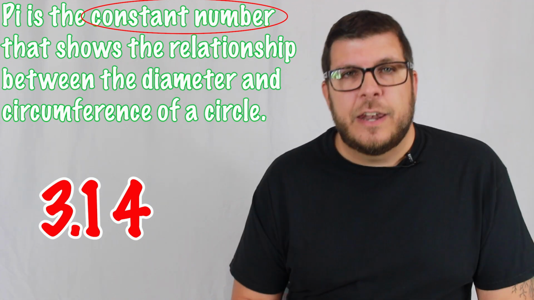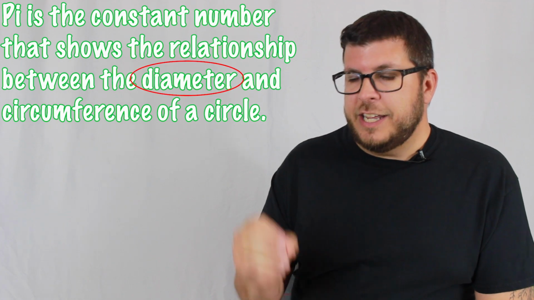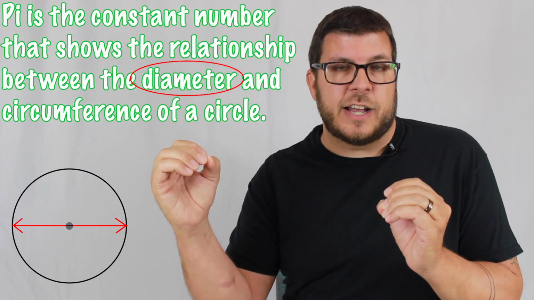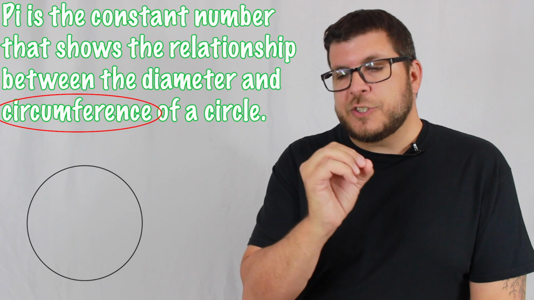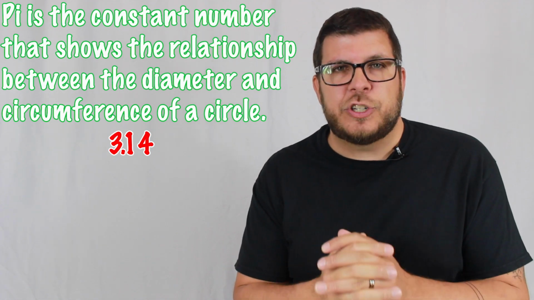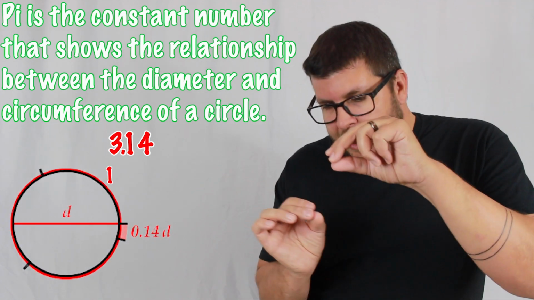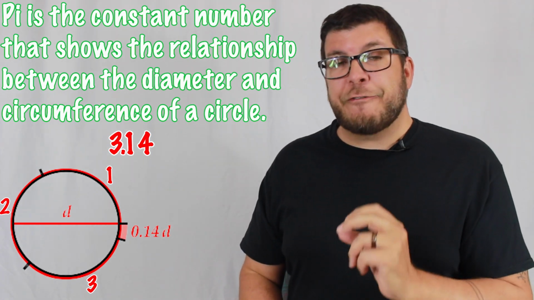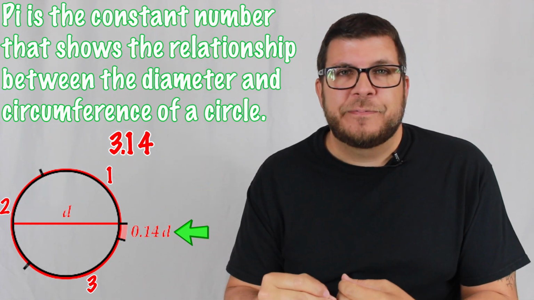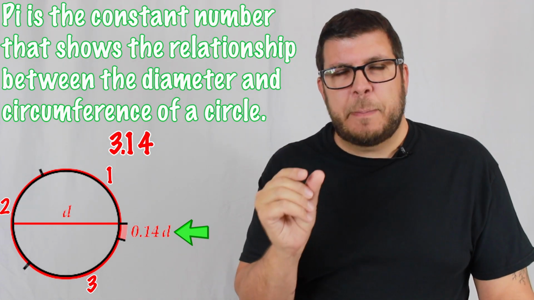That is the constant number that shows the relationship or the connection between the diameter, which is the distance between one side of the circle through the center to the other side of the circle, and the circumference, which is the distance around the circle. Now, 3.14 is the relationship between the diameter and the circumference. Meaning, if you take the length of the diameter and you track it around the circumference, it will fit 3 and a little bit more. 3 full times and a little bit more. That little bit more is the decimal part of pi, of the 3.14.